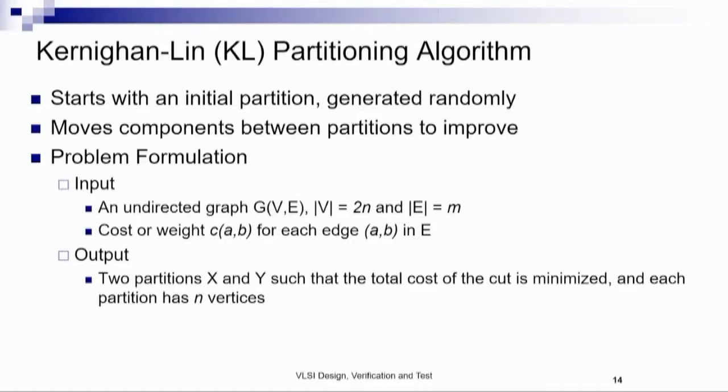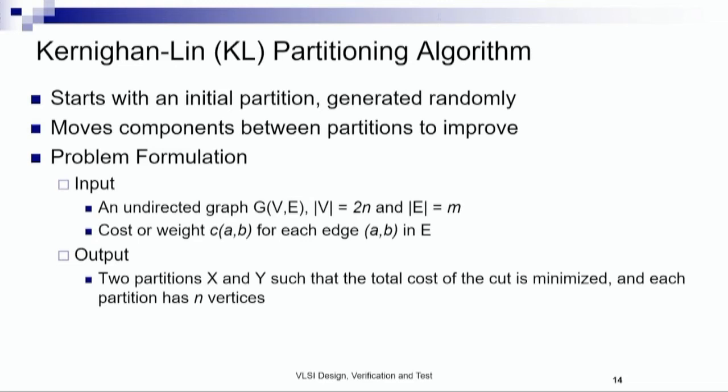The Kernighan and Lin algorithm solves the following problem. The input consists of an undirected graph, the netlist, consisting of 2n vertices. Therefore, we have 2n circuit modules and m edges between them. So, there are m interconnections or wires connecting the circuit modules in this graph or netlist. And we also know the cost of each edge. The cost C_AB of each edge AB is known to me. This is the input to the problem.